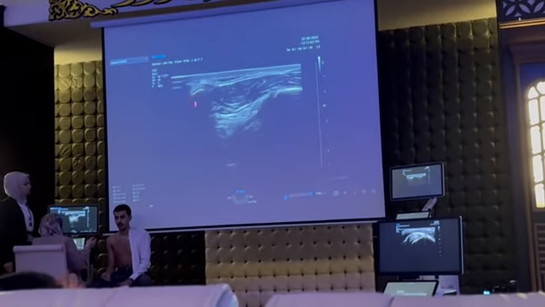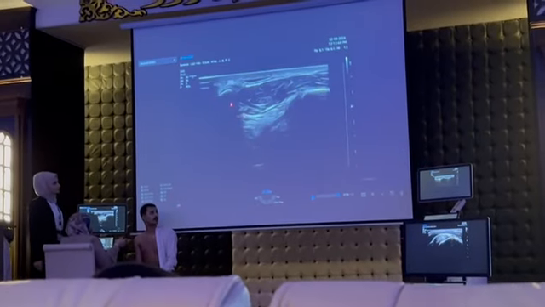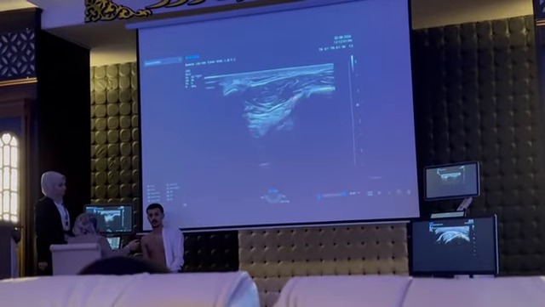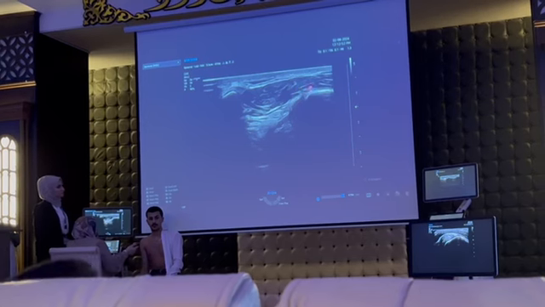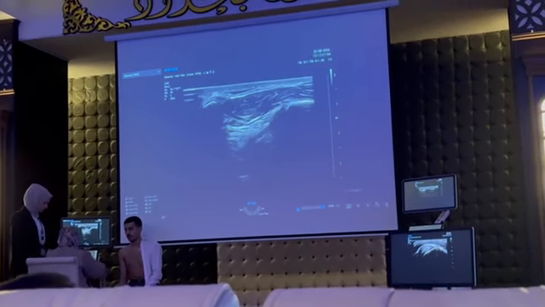This is the white line, the shadow behind it is the clavicle. This is the coracoid. The white structure line between them is the lateral part of the coracoclavicular ligament, which is called the trapezoid part.